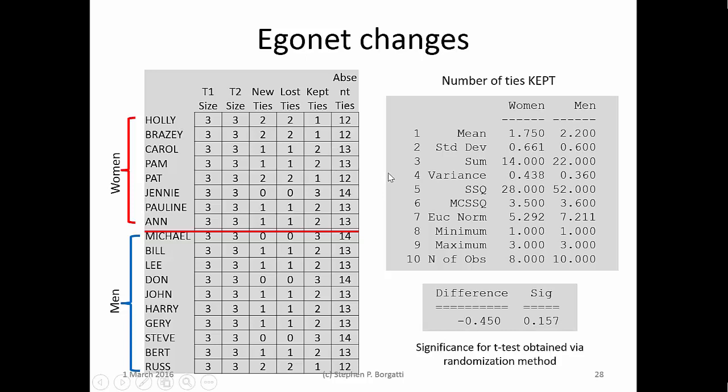Now, we might have a hypothesis, like that women tend to hold on to their networks more than men, who are more instrumental and, as soon as somebody's no longer useful to them, they trash them and bring in somebody else. So here's the number of ties kept. The mean for the women is 1.75. The mean for the men is 2.2. So that goes against that little idea. However, a little t-test shows that that difference is not significant. So men and women are keeping ties at the same rate in this particular little data set.